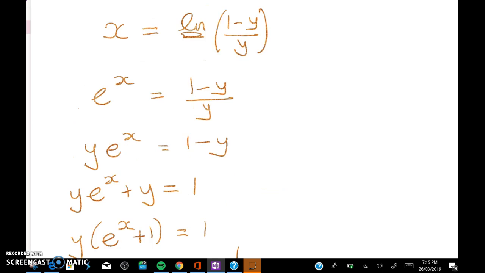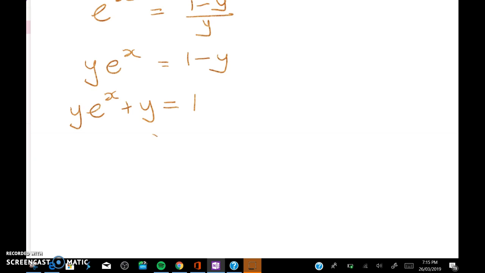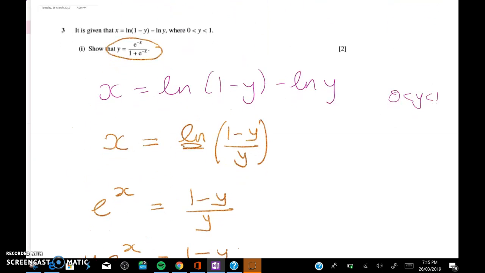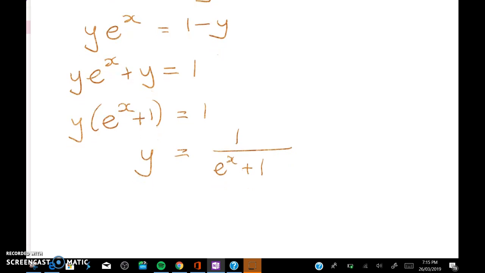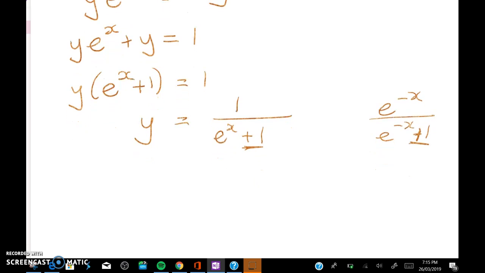And then we look back at the top and we see that actually we need to get it with all these negative x's in it, right? So our goal is to show that it's equal to e to the negative x over e to the negative x plus 1. So if you focus on the plus ones, you're going to go wrong here. You're not going to see it. But let's write it the other way around. It's 1 over 1 plus e to the power of x.